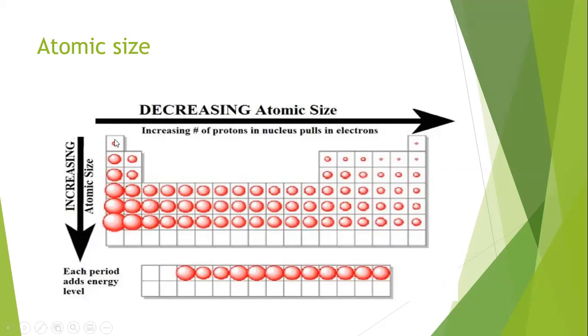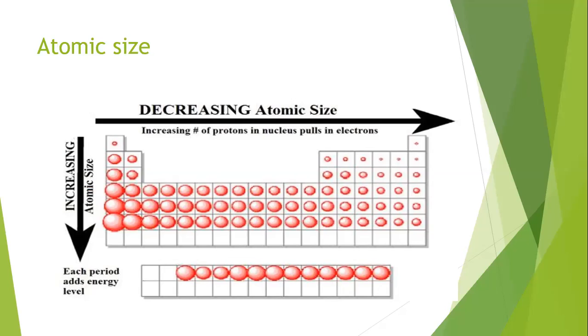That's why elements down the group have bigger atomic size as compared to the elements along the period, which have increasing atomic number but no increase in the number of shells. All the elements in the first period have one shell, all the elements in the second period have just two shells, in the third period three shells, in the fourth period four shells, and in the fifth period five shells. So keep in mind that atomic radius, atomic size decreases along the period, increases down the group.